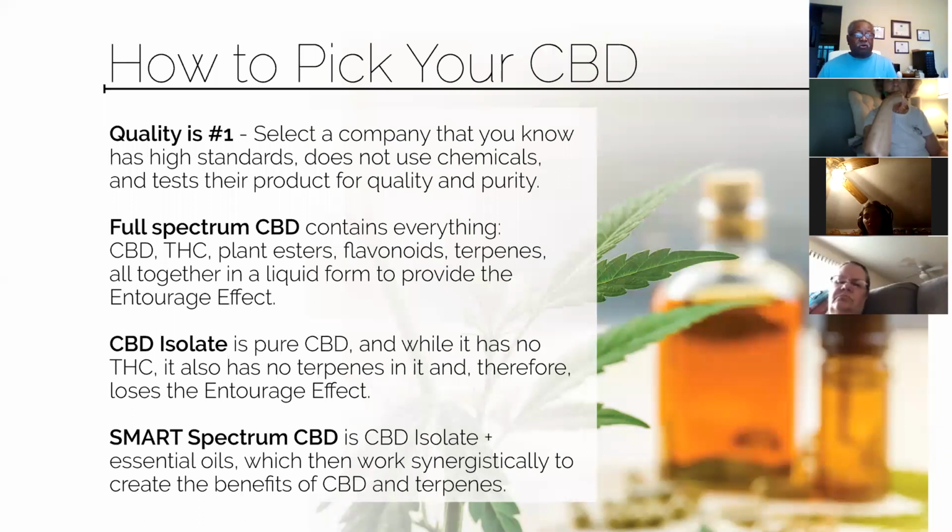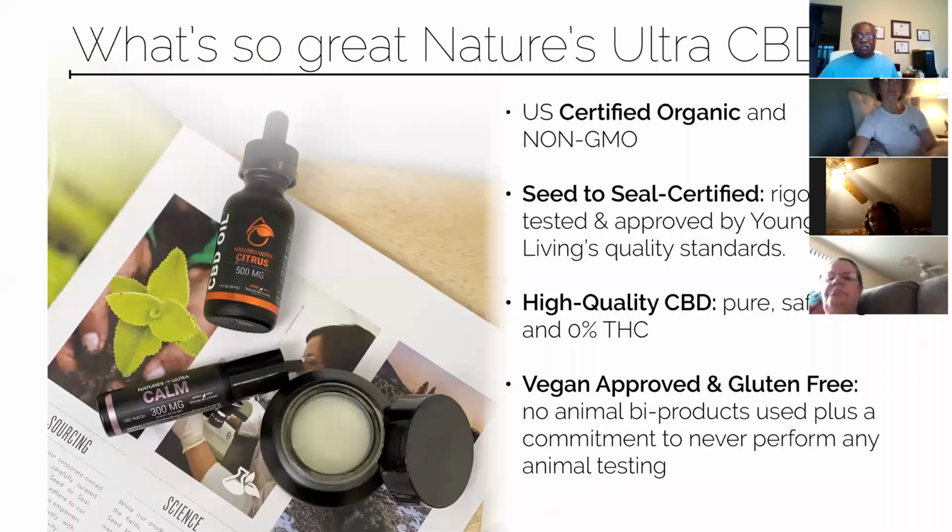Then finally, we have what's called Smart Spectrum CBD. It's a CBD isolate, and it has all of the properties of the plants. Go ahead. I don't see it. The plants, the essential oils, which then work synergistically to create the benefits of both what the isolate does and what the terpenes do. So you're getting a much better product with Smart Spectrum CBD. So what do we have that's available to us?